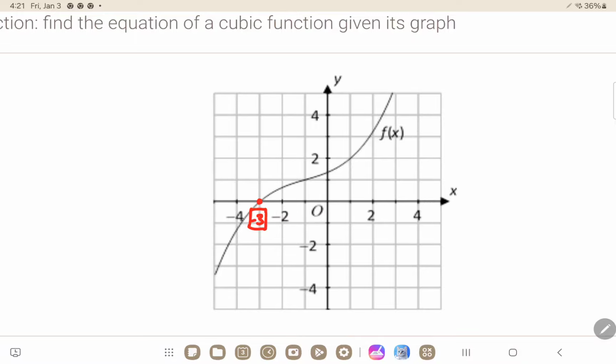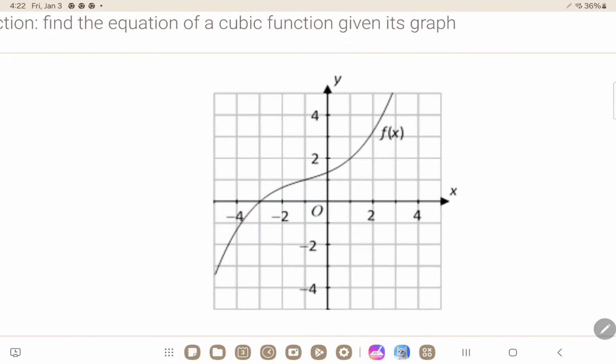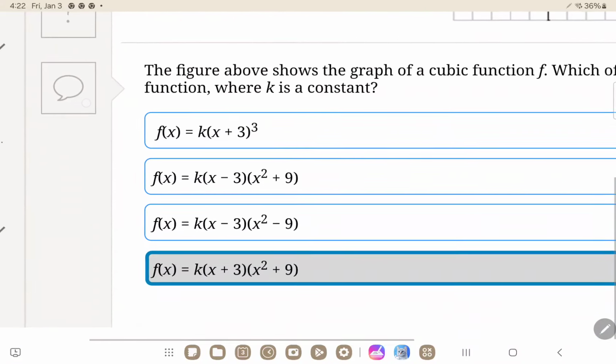So we need to look at the equations we were given and find the equation that has only one root, and that one root is equal to -3. If we find the equation that has both of these, then we found our answer. Of course, these are when it's raised to the power of 1. They must be raised to the power of 1. Now, let's see our equations.